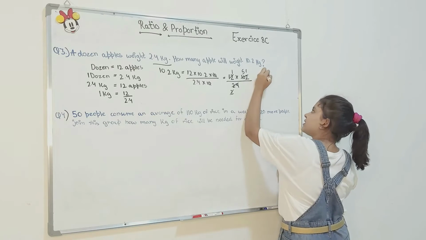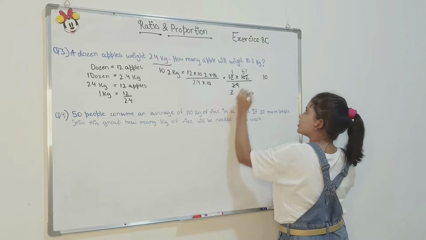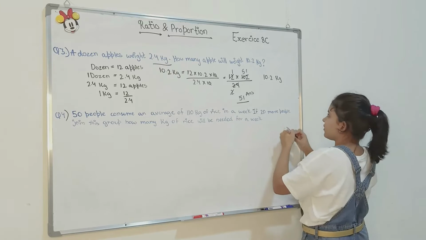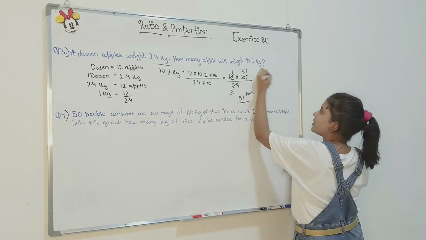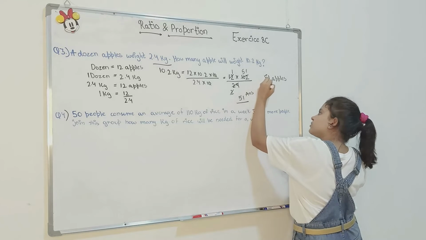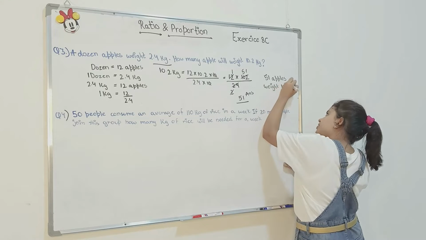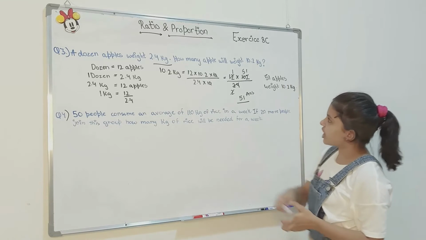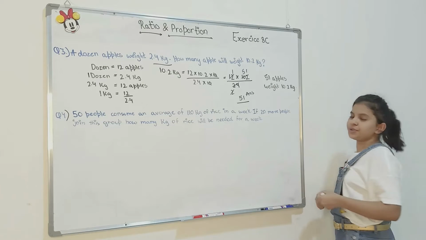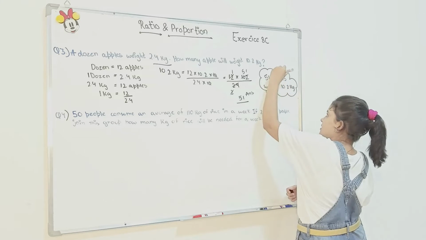So 51 is the answer. So 10.2 kgs. Okay, so we'll write 51 apples weighed 10.2 kgs. So here they asked how many apples weighed 10.2 kgs, and we found out that 51 apples weighed 10.2 kgs. This is the main point.